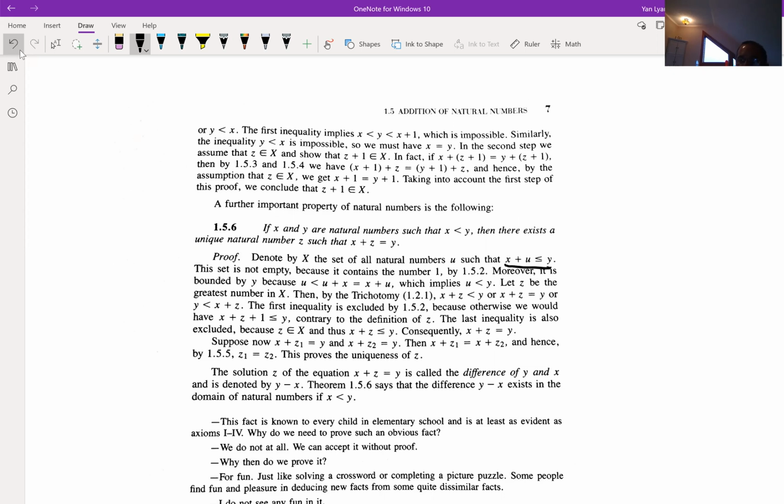And so take a look at the set of all u such that x plus u is less than or equal to y. Now, this set is not empty because it contains the number one. That's already been done. Is that okay? That was proof 1.5.2.